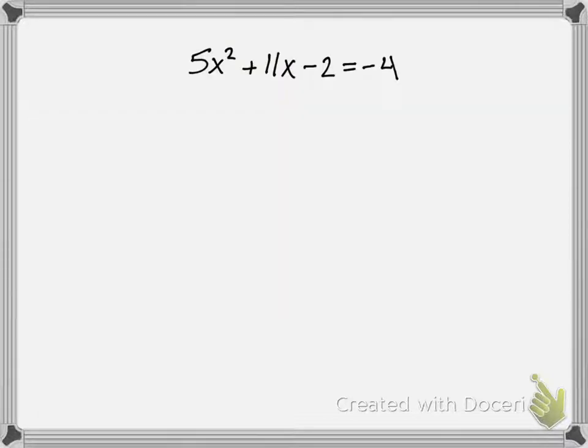So for my first example, I have 5x squared plus 11x minus 2 equals a negative 4. So right away, I see that it equals negative 4, so that means it does not equal 0, which means right now it is not in standard form. So the very first thing I have to do before I can start anything is change it to standard form. So what I want to do is move that negative 4 over, and I'm going to put it under the like term, which would be that negative 2.